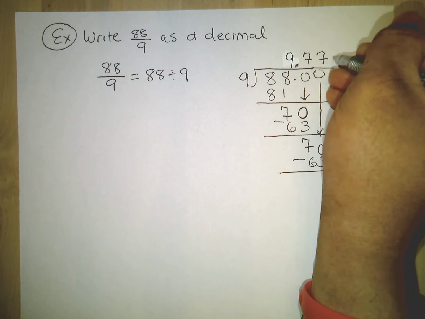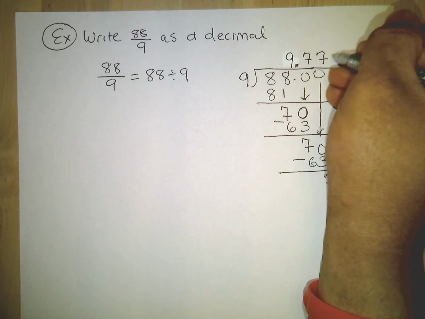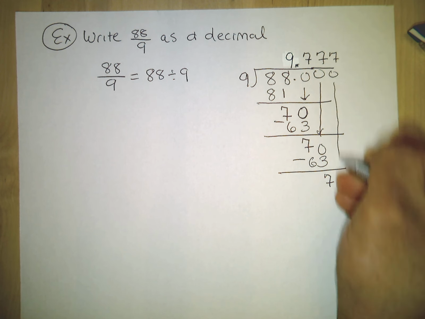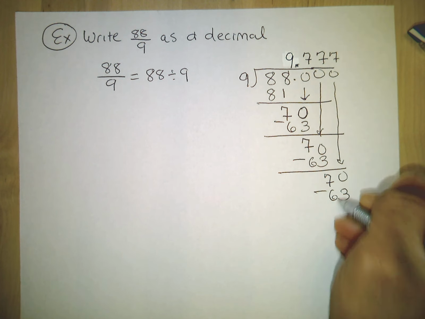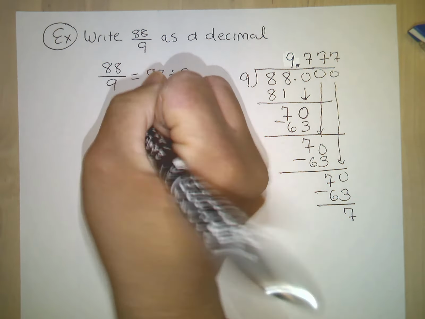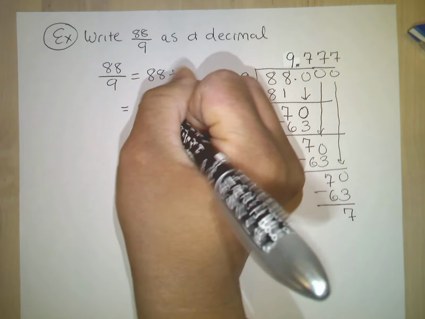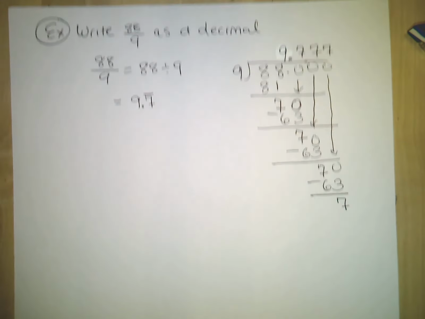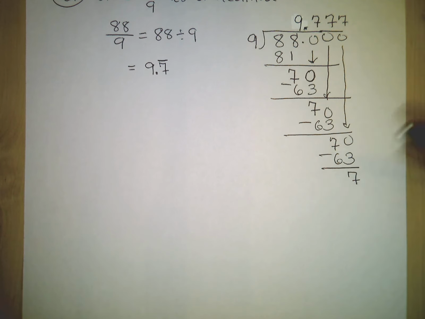I think you see we get the same pattern over and over again, and all of these are going to be 7s. So that means that 88 over 9 is the same as 9.7 repeating. So just the 7 is repeating over and over again this time. All right, let's try another example here.